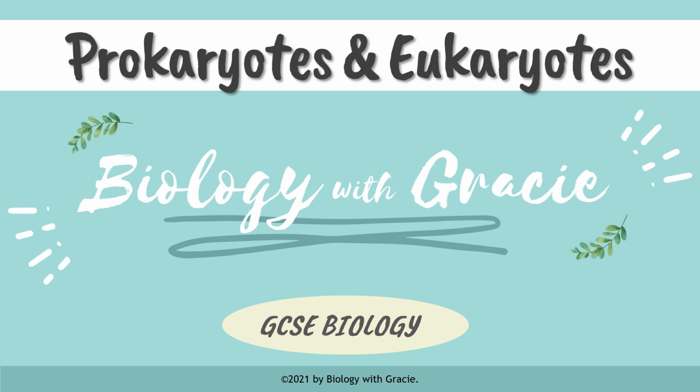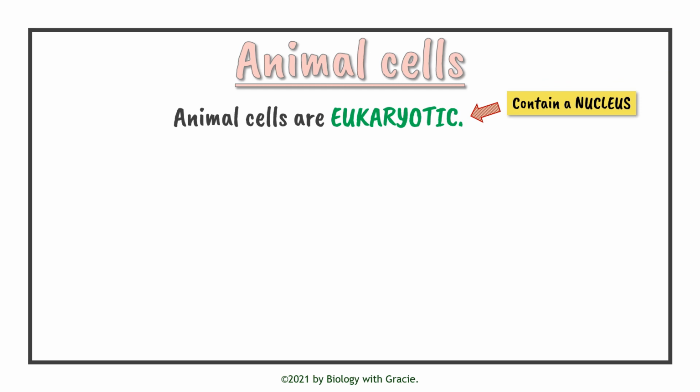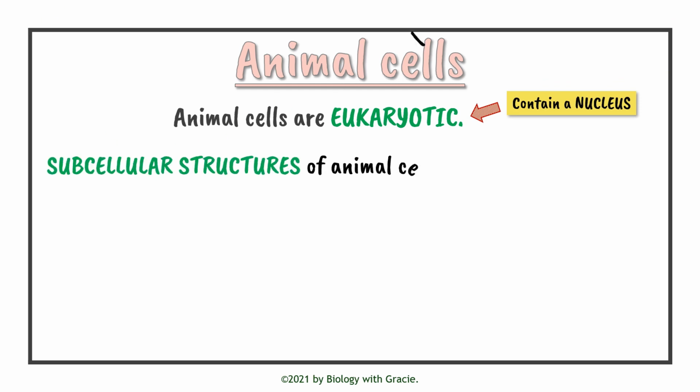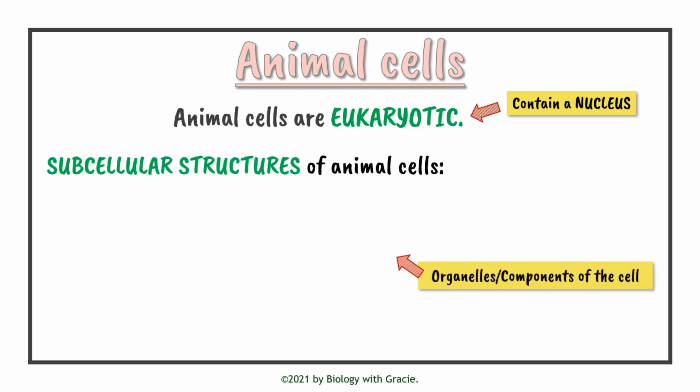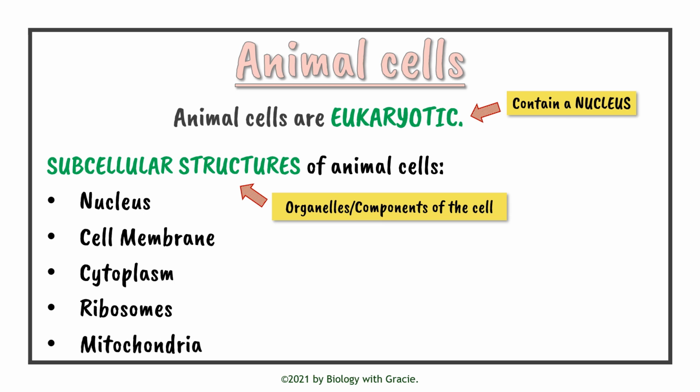Today's video is going to be on prokaryotes and eukaryotes, which is part of GCSE Biology. So first we're going to start with animal cells. Animal cells are eukaryotic, and what essentially this means is that they contain a nucleus. The subcellular structures of animal cells, which essentially means the organelles or components of the cell, are the nucleus, the cell membrane, the cytoplasm, ribosomes and mitochondria.